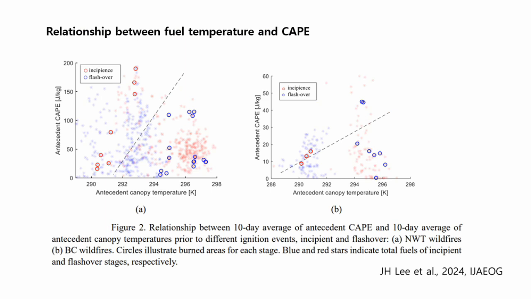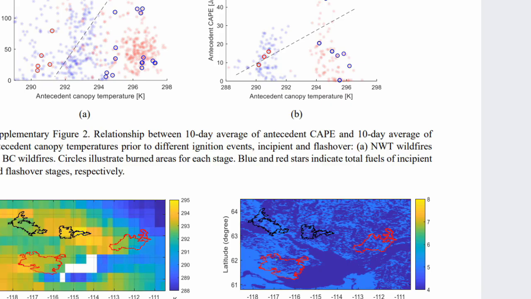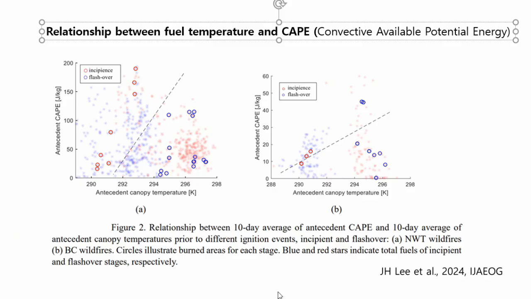And it is interesting that they are also related with CAPE, the convective available potential energy, which is the amount of fuel available to a developing thunderstorm. We found that as the forest temperature increases, the pre-fire CAPE is also positively related, and the amount of CAPE is much greater when the scale of fire is bigger.